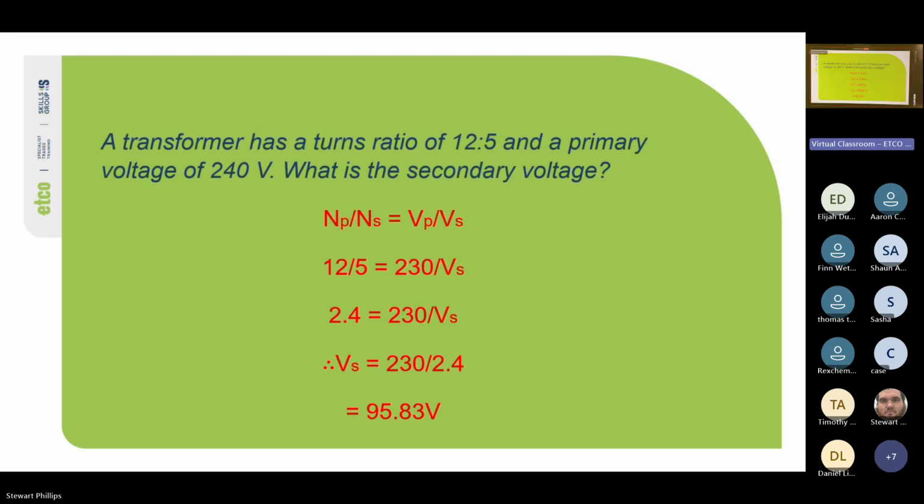We can do the cross multiply, but it is easier to just take 2.4 and divide 230 by 2.4, because that is our turns ratio. So if it was the opposite and we had a... that is a good point.